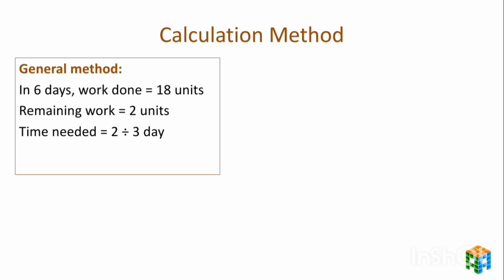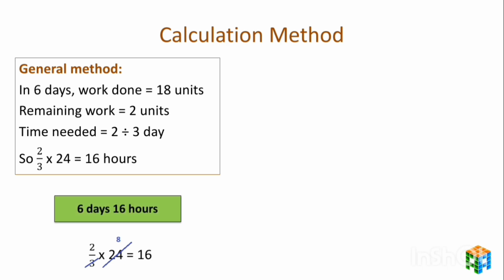To convert into hours, we just need to multiply by 24. We get 16. It's a very simple calculation. Simplify 24 by 3, which gives 8, and multiplying by 2 is 16. So the final answer is 6 days, 16 hours.